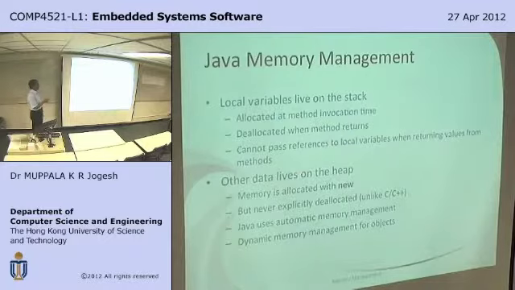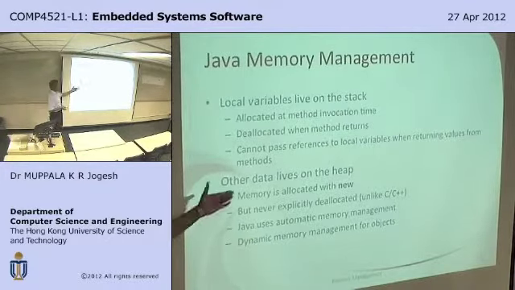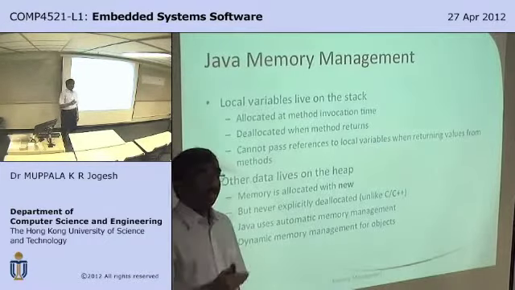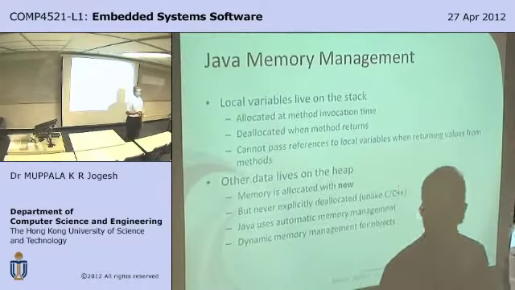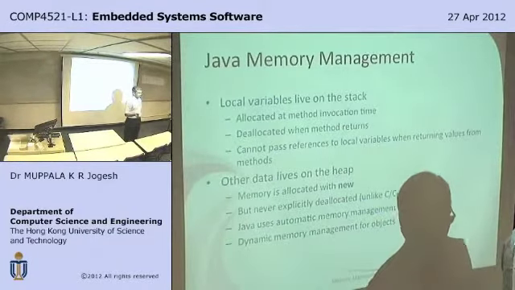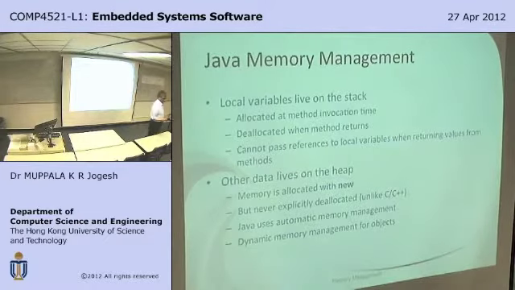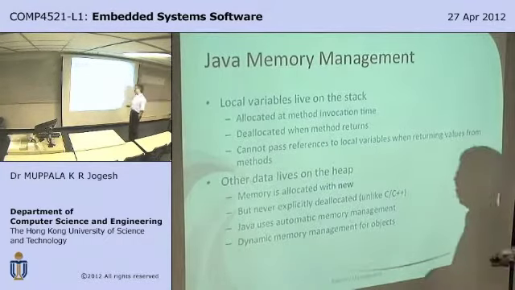But in Java, you don't need to explicitly deallocate. How do you do this in C++? C++ also has the new operator, right? In C, you use something called malloc. Have you heard of malloc? M-A-L-L-O-C. If you're writing programs in C, you will use malloc. In C++, it's called new. But remember, in C and C++, you have to explicitly release the memory by calling delete in case of C++, or free in case of C, and then you need to explicitly release them.